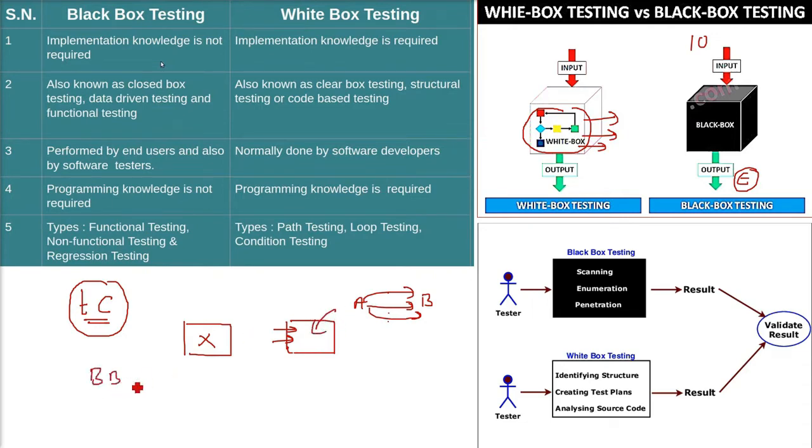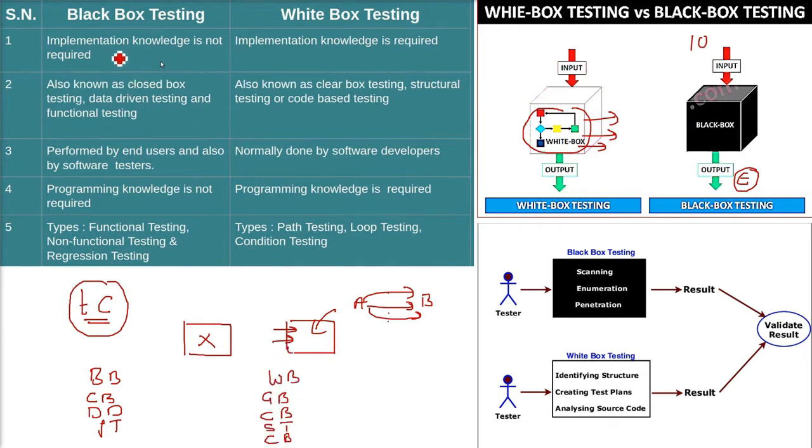Black box testing is also called closed box testing. It is called data driven testing and functional testing. These are all the same name. Similarly, white box testing is also known as glass box testing, clear box testing, structural testing, or code based testing. White box testing, the same name.